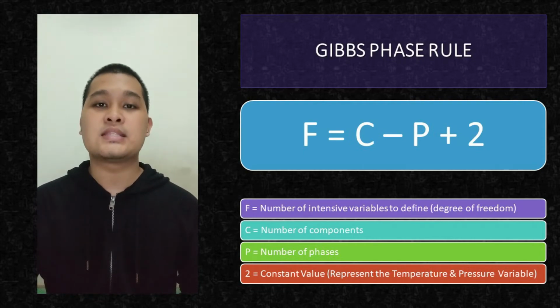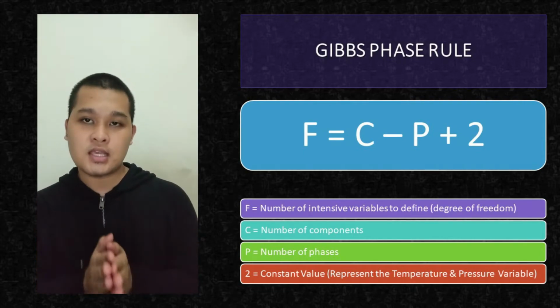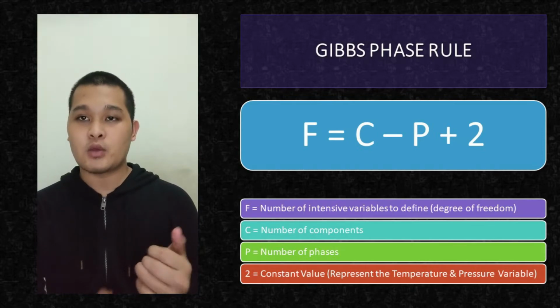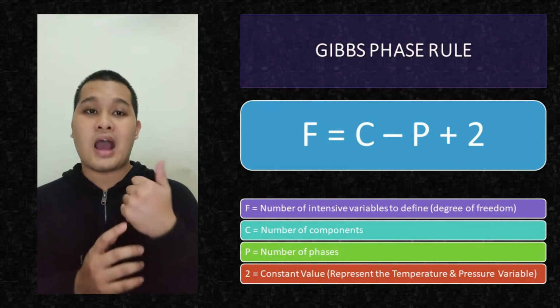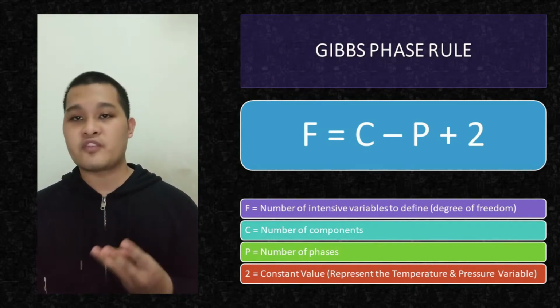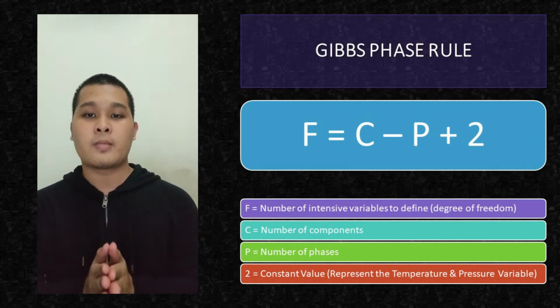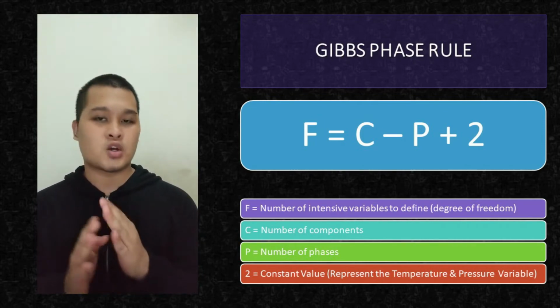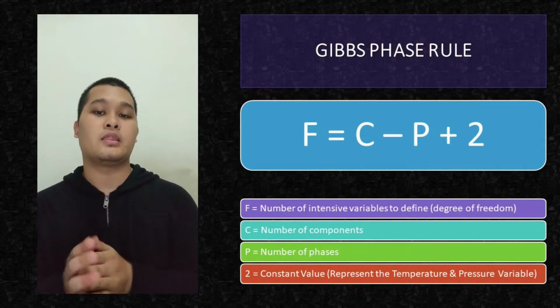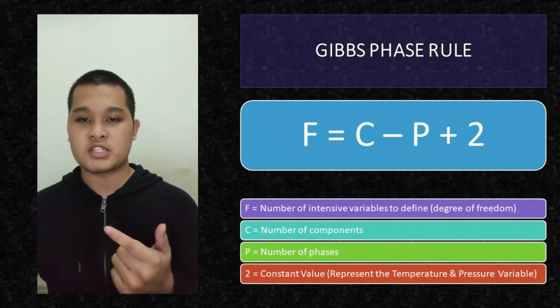As for P, it is the number of phases. In this case, if I have just ice, there will be one phase. If I have ice, water, and steam, there will be three phases. As for the number 2, it is only a constant value, which represents the variables of pressure and also temperature.